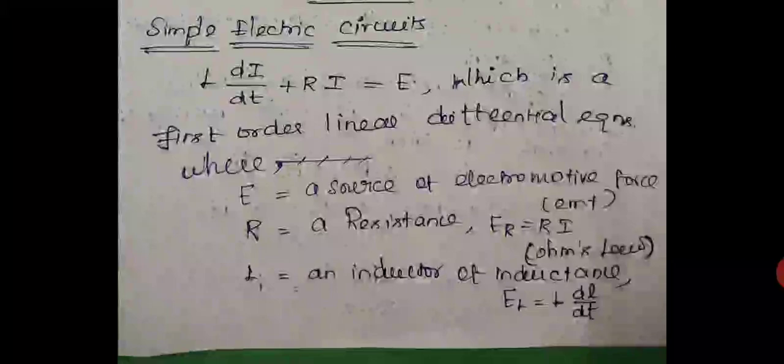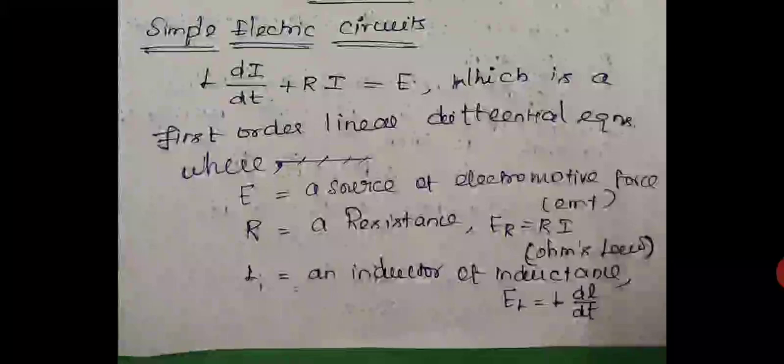L di/dt + Ri = E. This is a linear differential equation. We already know this equation, since we are science students. We already know what the values of L, R, I, E are.